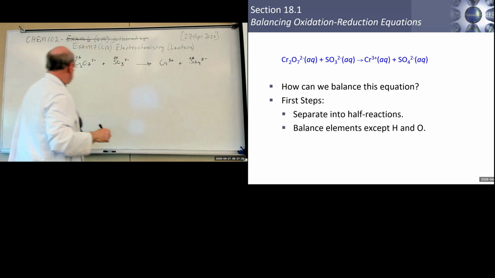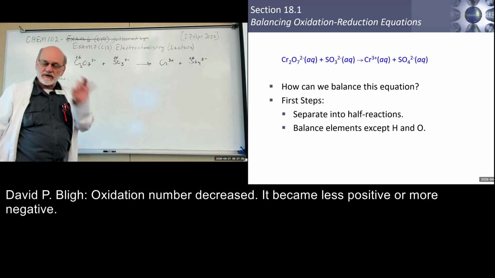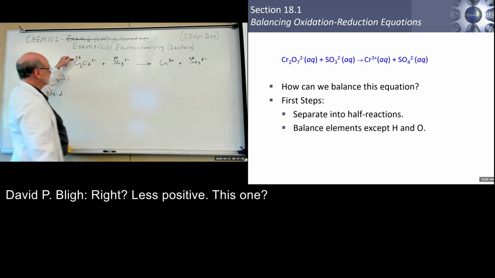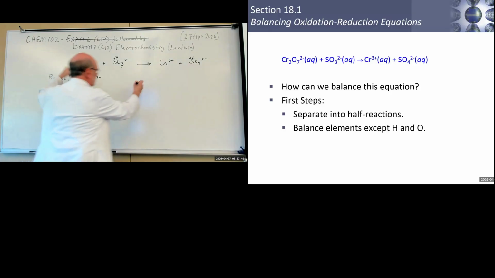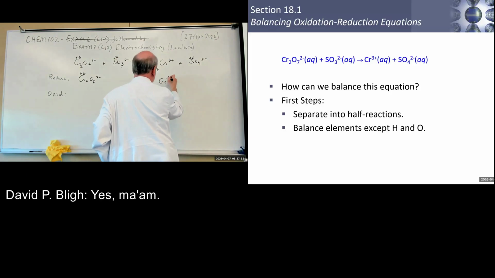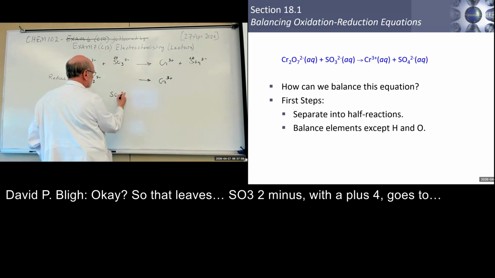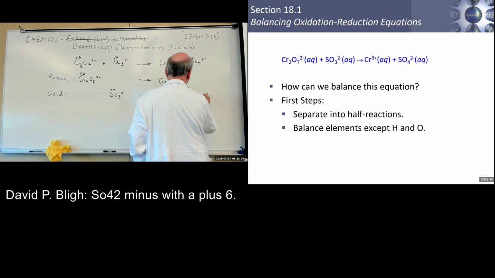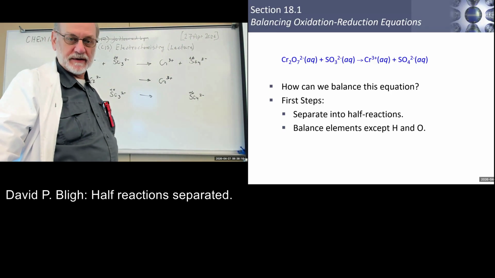Okay, now we can tell which one's which. The reduction step is the one where the oxidation number decreased. It became less positive or more negative. Right? Less positive. This one yields this one. Okay, so that leaves SO3 2 minus with a +4 goes to SO4 2 minus with a +6. Okay, so we got our two half reactions separated.